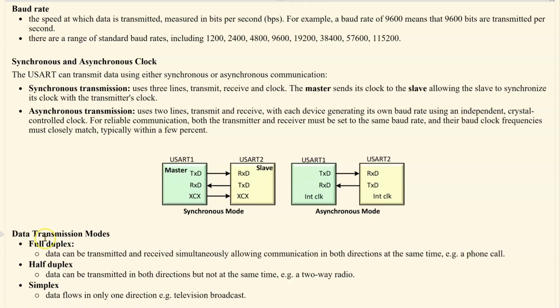There are 3 types of transmission modes: full duplex, where data can be transmitted and received simultaneously, allowing communication in both directions at the same time, for instance, a phone call. We have half duplex, where the data can be transmitted in both directions, but not at the same time, such as a 2-way radio. And finally, simplex, where the data flows in only one direction, such as a TV broadcast.